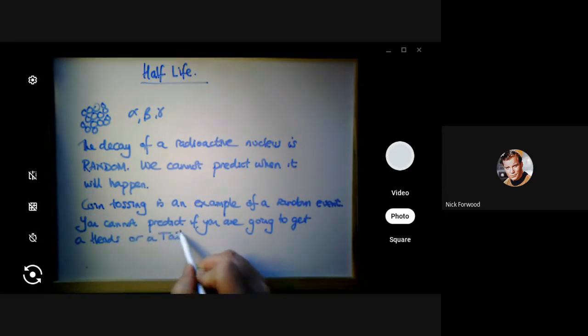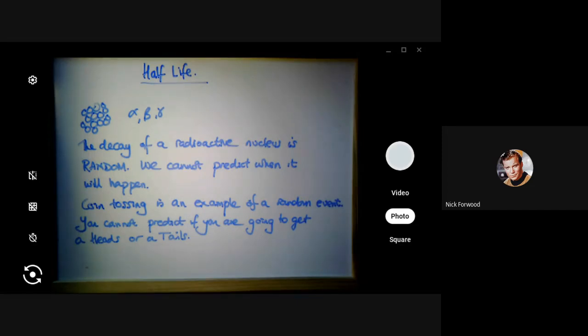So you can't predict whether you're going to get heads or tails. Any one coin, if you toss it, you cannot get it right. You cannot predict every time with 100% certainty what it's going to do.